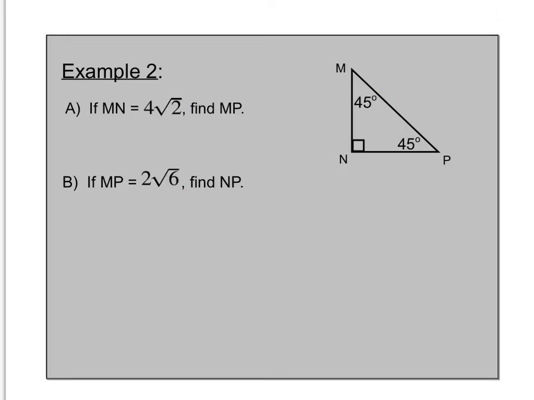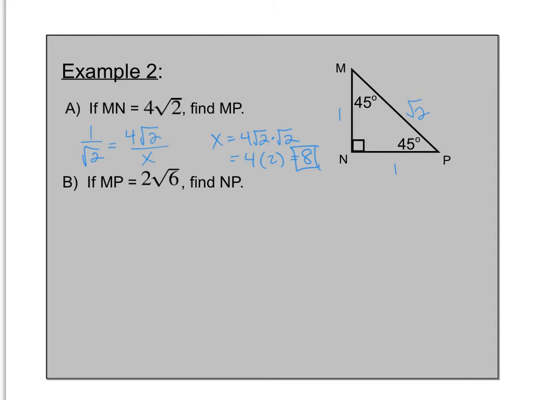Example 2, part A. This time we are working with another 45, 45, 90 triangle. Remember, they have a ratio of 1 to 1 to root 2. So MN is 4 root 2, and we want to find MP. So MN and MP have a ratio of 1 to root 2. I know MN is 4 root 2, and I want to find MP. Cross multiply, you get x equals 4 root 2 times root 2, which is 4 times regular 2, which is 8.